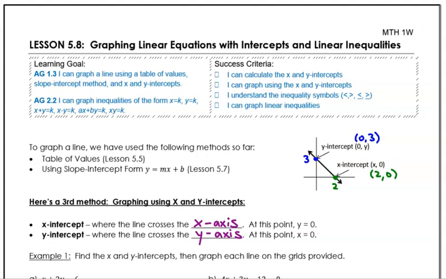Hey everyone, this is lesson 5.8. We're going to be talking about graphing linear equations with your x and y intercepts.